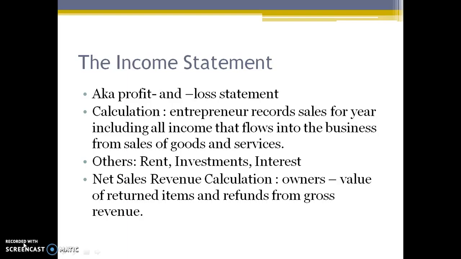Within the income statement, it is also known as profit and loss. The calculation includes the entrepreneur recording sales for a year, including all the income that flows into the business from sales of goods and services. Others include rent, investments, and interest. Net sales revenue is calculated as gross revenue minus the value of returned items and refunds.